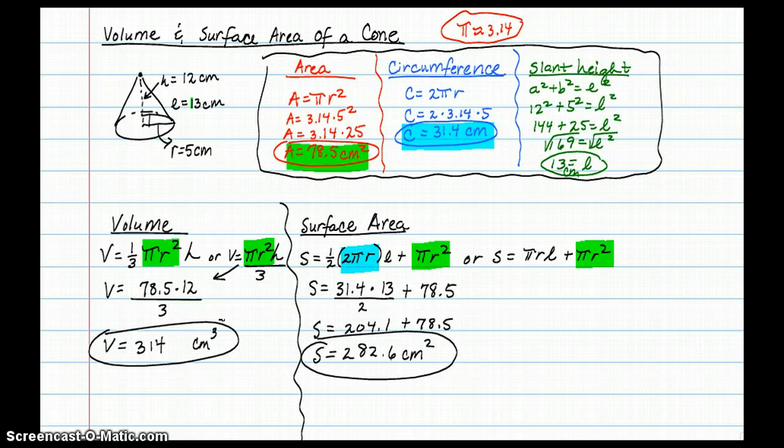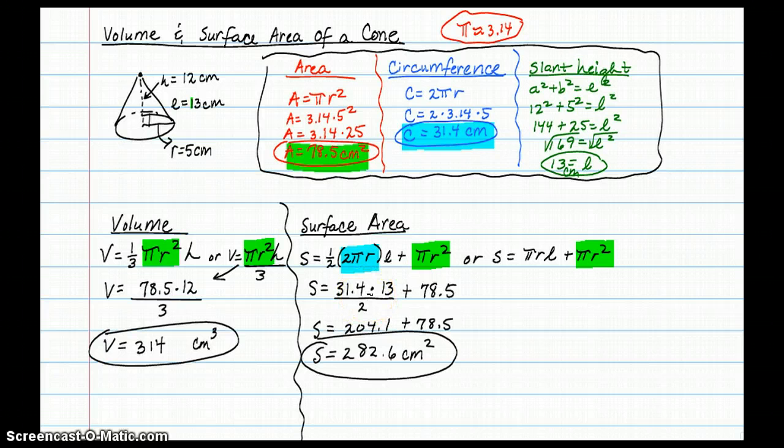cubed. Now for surface area, you have that base that you still have to make something for, like manufacture a piece of paper or a piece of metal. So there's your pi r squared, your 78.5. That just comes along for the ride. Now your cone portion, that wrapped around part, that surface area, you can see that the base goes right around here. That's going to be your circumference. There's your 2 pi r, which is your 31.4.